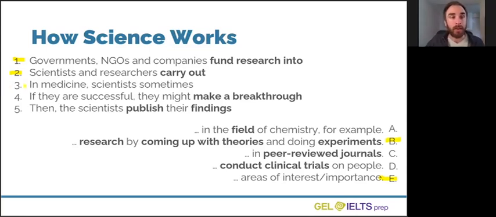The correct answer to number 3 is D. In medicine, scientists sometimes conduct clinical trials on people. A trial is like an experiment where you test something on people or sometimes animals. Clinical means it happens in a controlled, safe medical environment. So conduct, do, and carry out are all verbs we can use with research, experiment, and clinical trials.